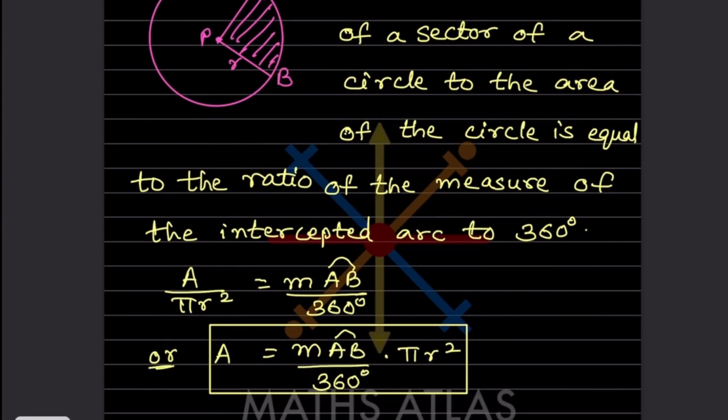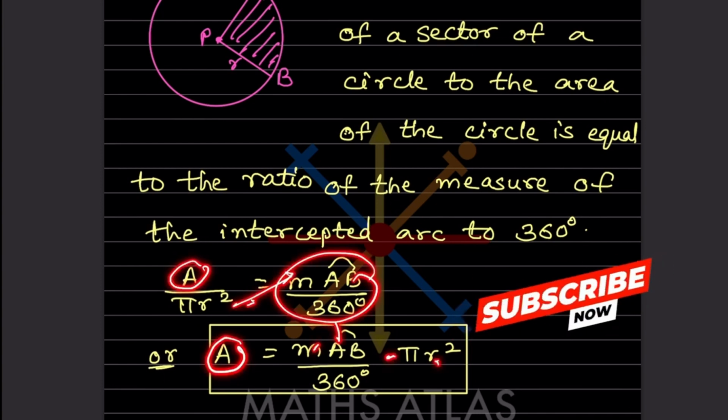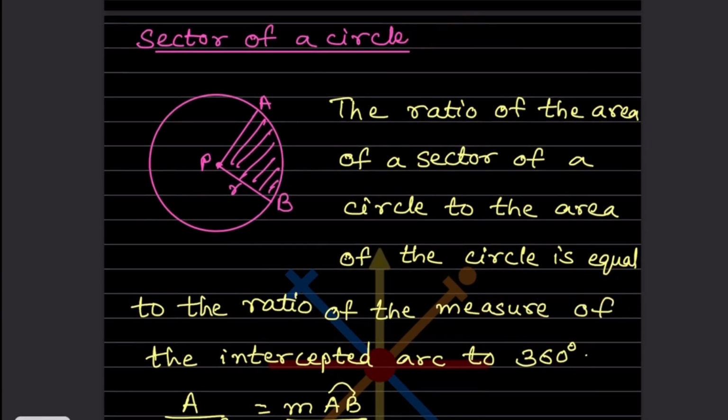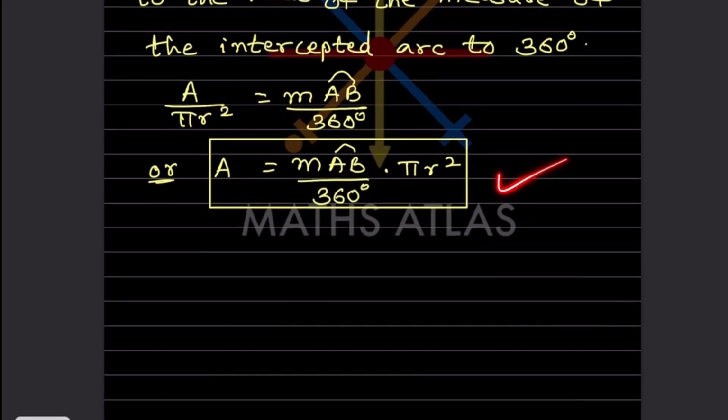So we can also write this one, this will go on this side if we multiply this one. So the area A is going to be, this will be as it is, and this is going to be into pi r square. This will go on this side, so it is going to get multiplied. So that is the sector of the circle, the formula for this one.